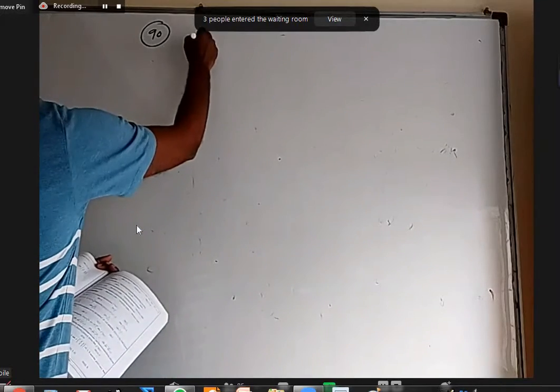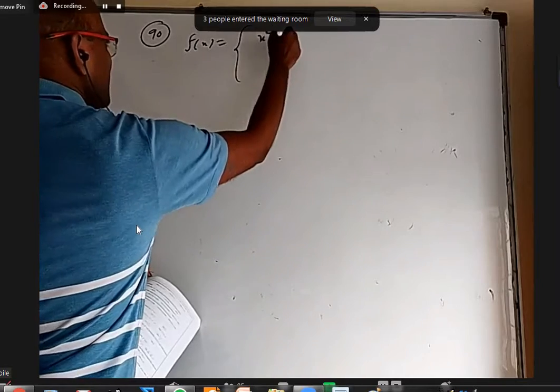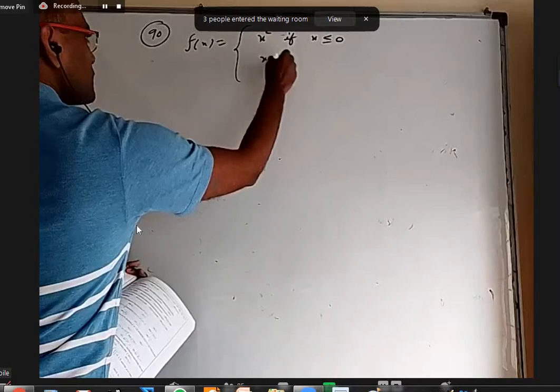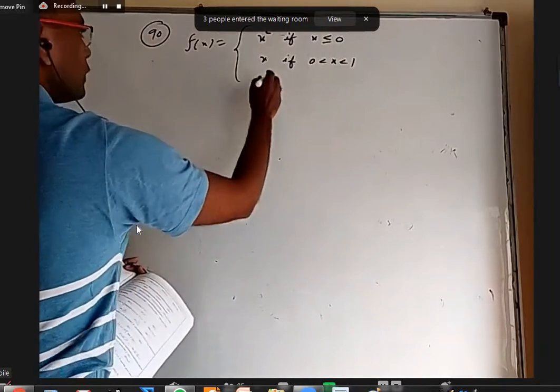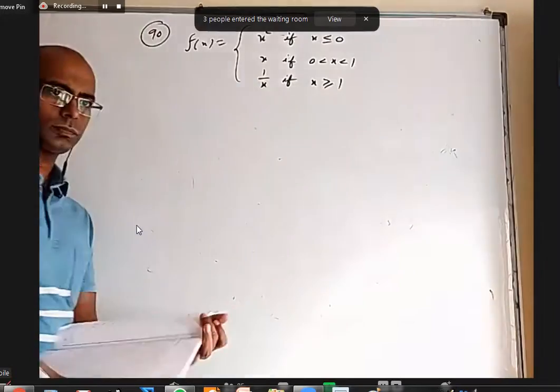So f of x, they have three piecewise function definitions. Three definitions are there: x square if x is less than or equal to 0, x if 0 less than x less than 1, and 1 by x if x is greater than or equal to 1.